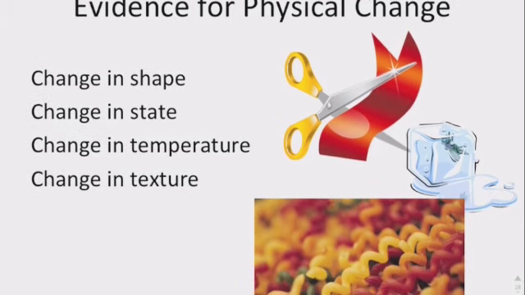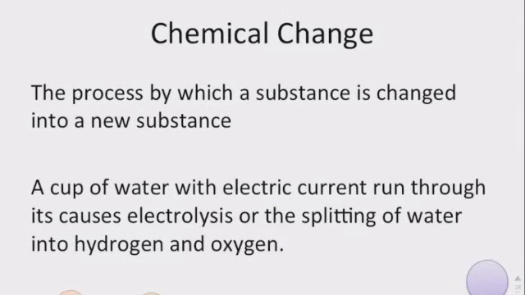Evidence for a physical change: change in shape, change in state, change in temperature. So we can go from hot to cold, but we'd have to get that temperature change from outside the system, not within the system. And a change in texture. Those would be evidence for a physical change.